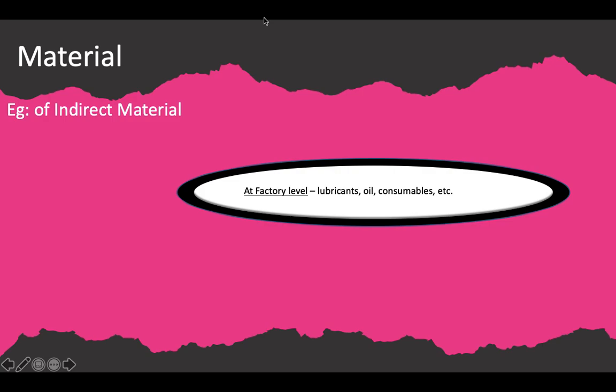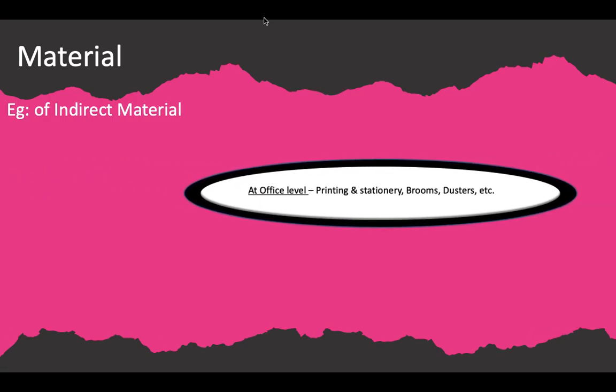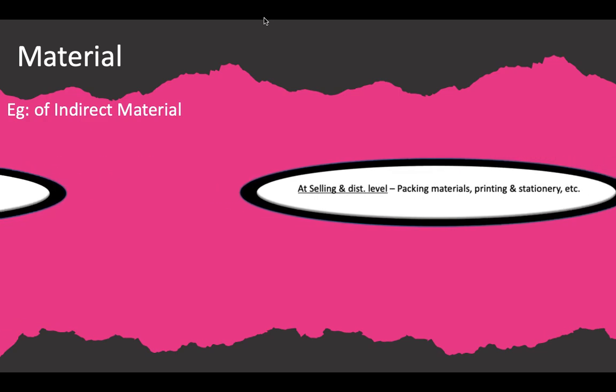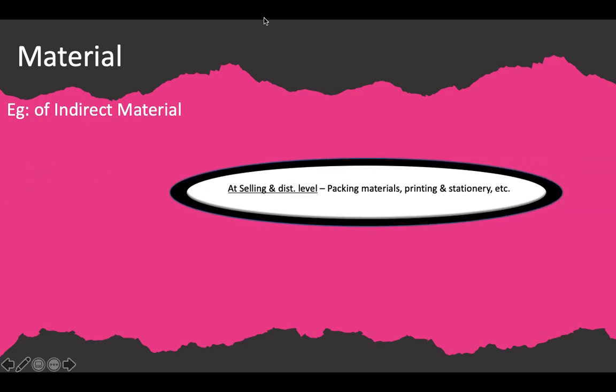Examples of indirect material at factory level: lubricants, oil, consumables, etc. are still needed to produce a particular product, but these things are not directly seen in the concerned product and can be called as the indirect materials. And at the office level, printing and stationery, brooms, dusters, etc. are still needed for making a particular product, but still they can't be seen directly. And at the selling and distribution level, packing materials, printing and stationery, etc. can still be considered as indirect materials.